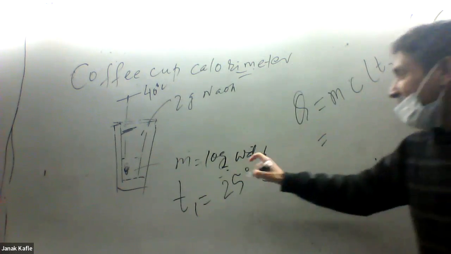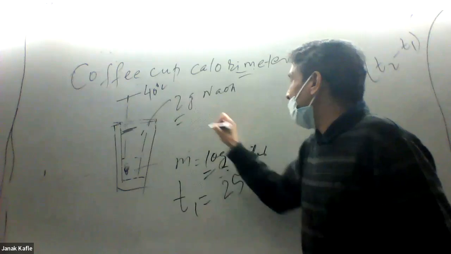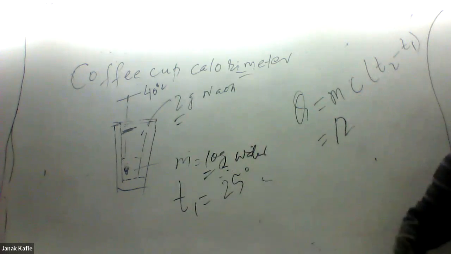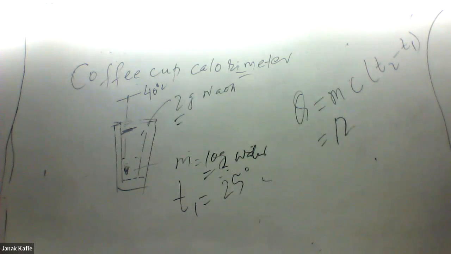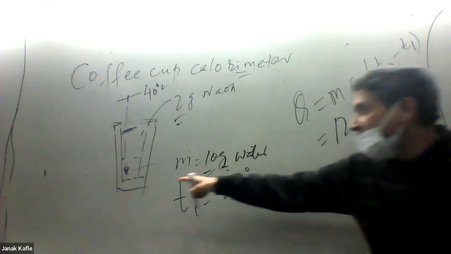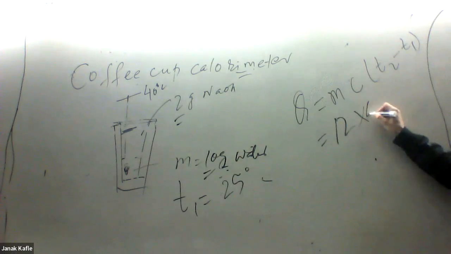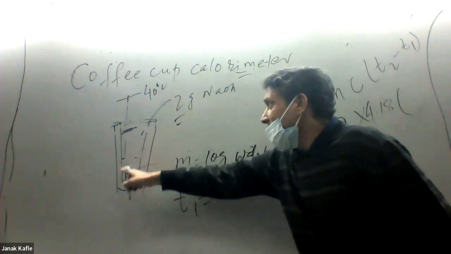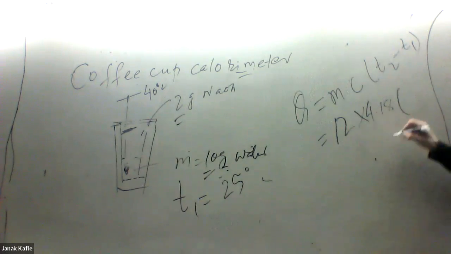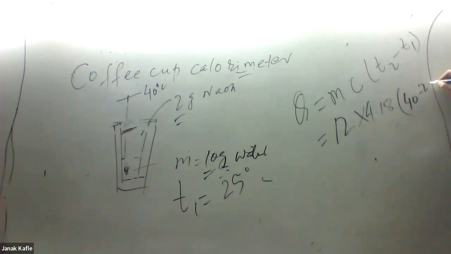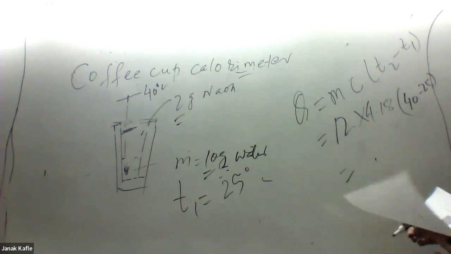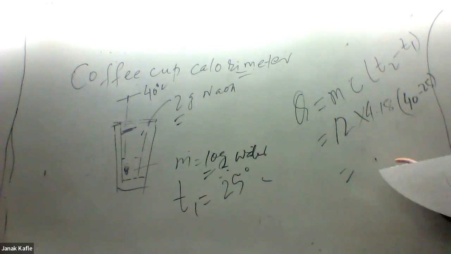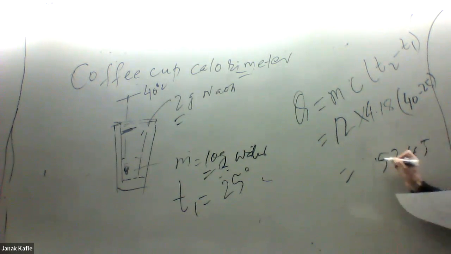So M is, you have 10 gram water and 2 gram NaOH. You have 12 gram mass there. Make sense? 12 gram. And what is the specific heat capacity of water? The specific heat capacity of water is 4.18, and T2 is 40 degrees, and initially you had 25 degrees. 40 minus 25. Now put this number in the calculator, and you get 752.4 joules of heat energy.